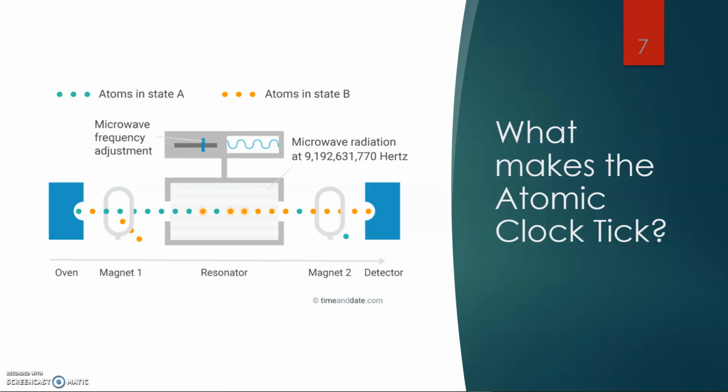The percentage of atoms that change their state while passing through the resonator depends on the frequency of the microwave radiation. The more it is in sync with the inherent oscillation frequency of the atoms, the more atoms change their state. The goal is to perfectly tune the microwave frequency to the oscillation of the atoms and then measure it. After exactly 9,192,631,770 oscillations, a second has passed.